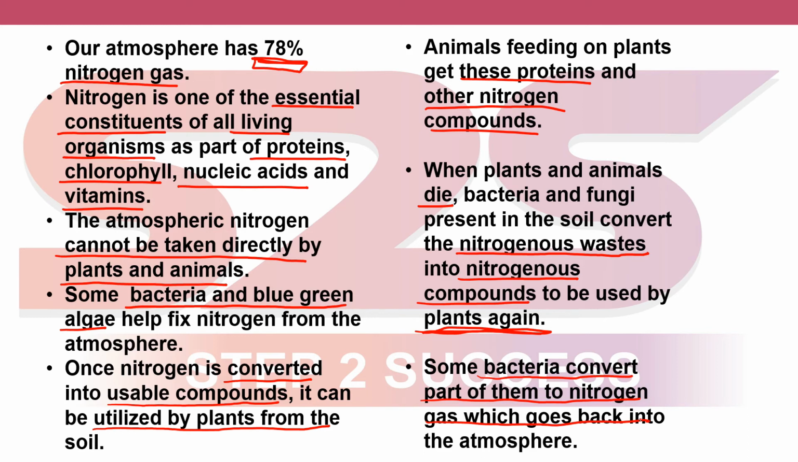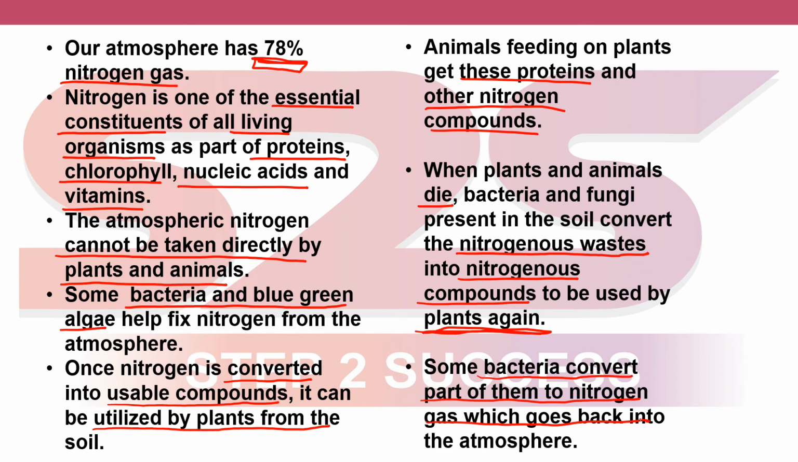Further, we'll have a diagram which will clearly explain the nitrogen cycle, but this is all together. 78% nitrogen is present in the atmosphere. It is an essential constituent and cannot be directly taken by plants and animals. Some bacteria and blue-green algae help in the fixing of nitrogen from the atmosphere. Once the nitrogen is converted into usable compounds, it can be utilized by plants from the soil.